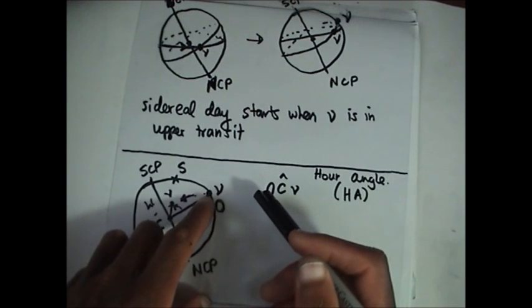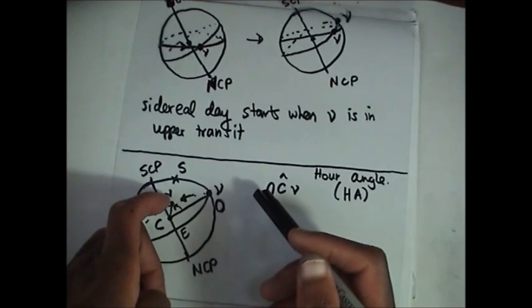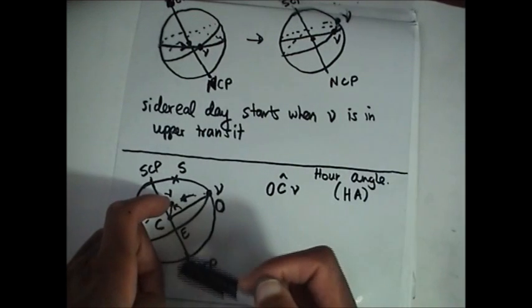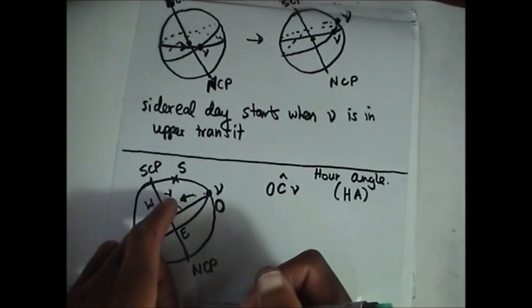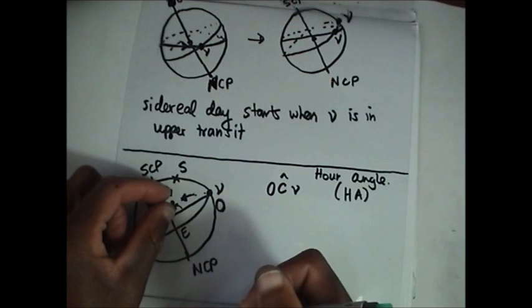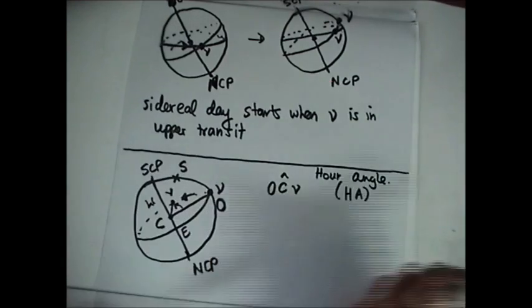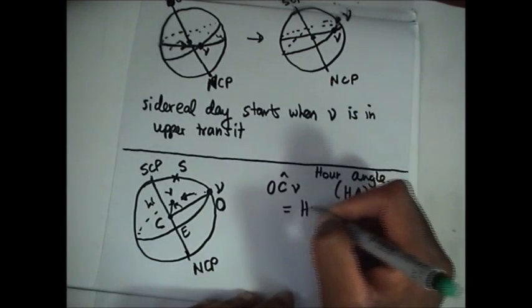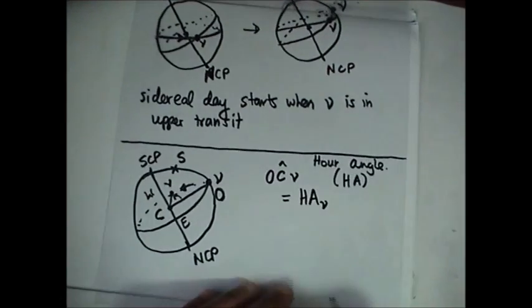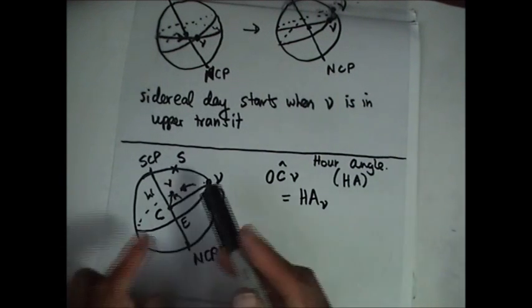So this is going to be our origin, and the coordinate that was measured from this particular origin O was called our angle, up to where the V is. So OCV is the hour angle of this particular point being called V. Here OCV is equal to the hour angle, and I'm going to say hour angle of V like that. This is the hour angle of V.